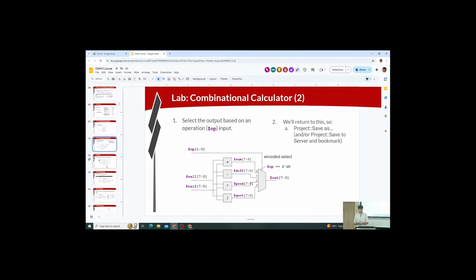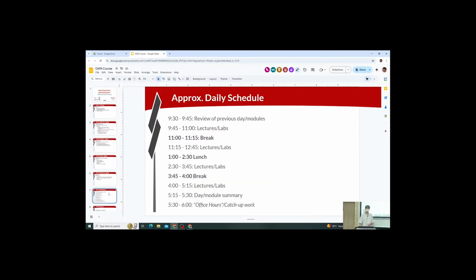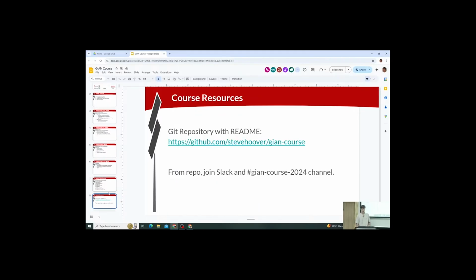So we left with our calculator circuit. Just a very quick review of what we did yesterday. I'll just zip through the slides. A review of our schedule, daily schedule. Everybody should have access to the Git repository, which is your access to everything. And I saw most of you joined the Slack group. That's great.